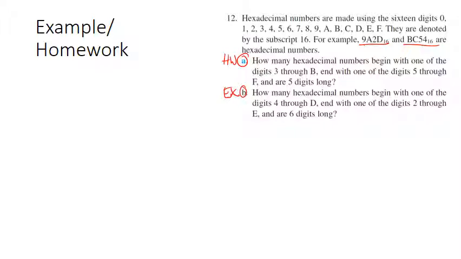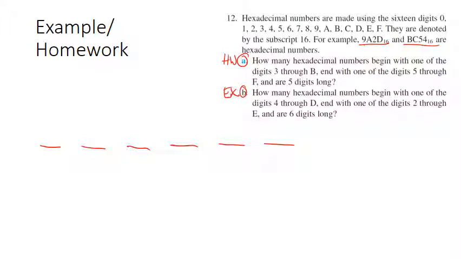So part B says, how many hexadecimal numbers begin with one of the digits 4 through D and end with one of the digits 2 through E and are 6 digits long? So I should mention that the hexadecimal numbers actually go in that particular order. Like A actually stands for 10, B stands for 11, C stands for 12, etc. Okay, so they're telling me it's a 6-digit long hexadecimal number, so I'm going to lay out my little template of 6 numbers. And this is going to be how many choices I have for each of those 6 digits.